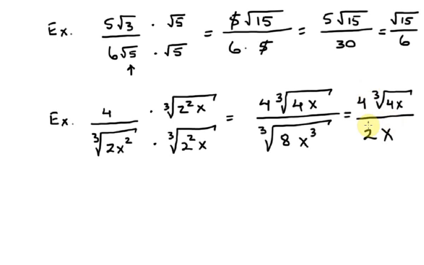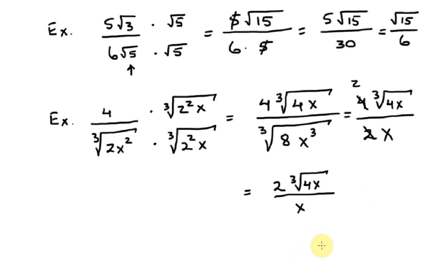All right, pretty much there. One more little thing I can do. I can divide this 2 into the 4, and it goes in there twice. So let's just rewrite it so it's nice and clear. Here's what we got. 2 times the cube root of 4x all over x. Well, isn't that lovely? It sure is.